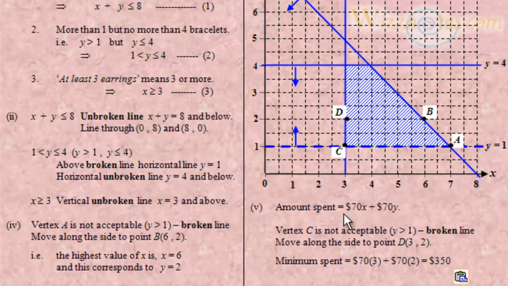So you plug those values in this equation here for the amount spent. You get $70 times 3 plus $70 times 2, and that works out to $350. So the total amount spent is $350, and that's the solution for question 9b.